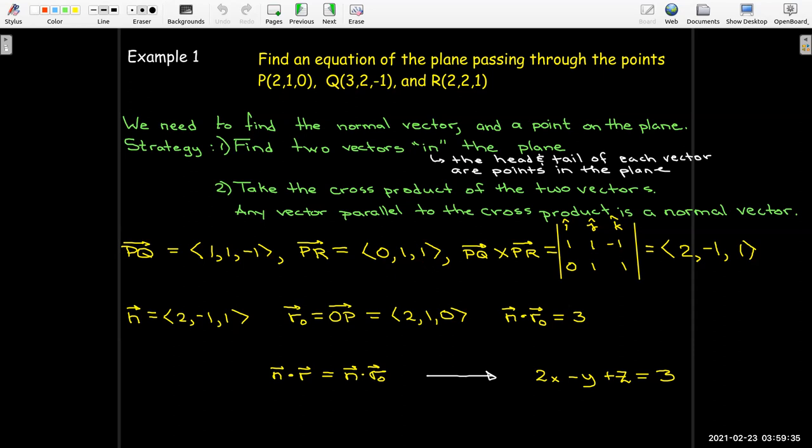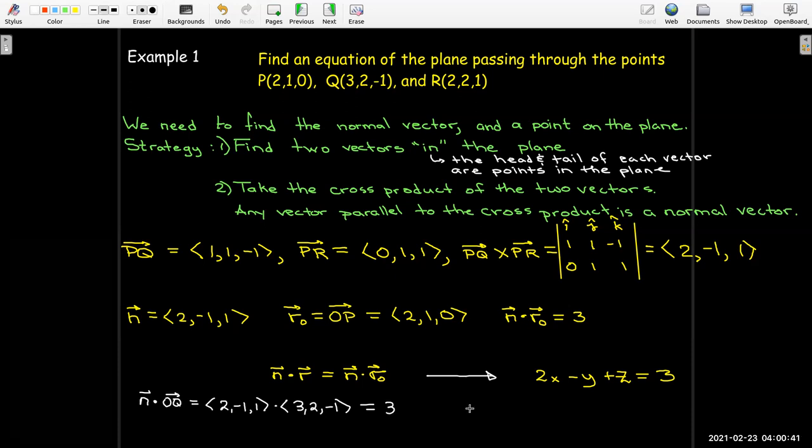So I guess a good question here would be, would I get a different value besides 3 if I had chosen the position vector for Q or the position vector for R? Let's just check that real quick. So if I look at N dotted with, say, OQ, that would be 2, negative 1, 1, dotted with, well, OQ would be 3, 2, negative 1. And that would give me 6 minus 2 minus 1, which equals 3.